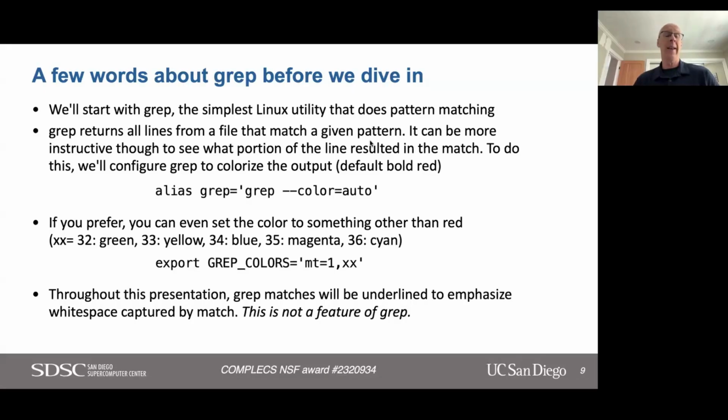And if you are using Expanse here at the San Diego Supercomputer Center, I believe that this alias has already been set up for you. Now, I know a few of you might be colorblind or limited in the set of colors that you can see. You might find it handy to set the color to something other than red if that helps. And then finally, throughout this presentation, the grep matches are going to be underlined to emphasize white space captured by the match. But this is not a feature of grep. This is just something that I added to the presentations.